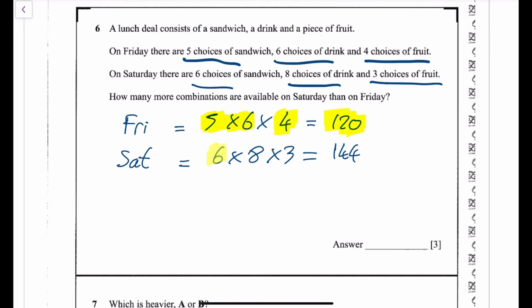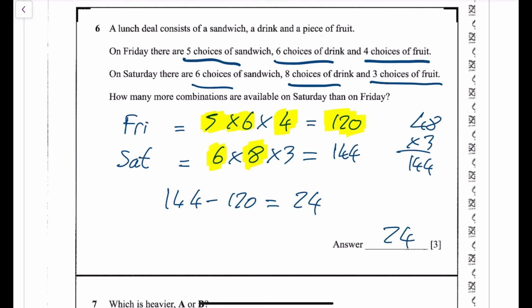And to do this one, 6 times 8 is 48. And then you've got to do 48 times 3. So you can do that in your head, and if you can't, then 48 times 3: 3 times 40 is 120, 3 times 8 is 24, 120 plus 24 gives you that. If you can't do that, just do 6 times 8 is 48, and then multiply by 3 to give you 144. And the question then says, how many more choices have you got? So we do Saturday's minus Friday's, gives you 24.